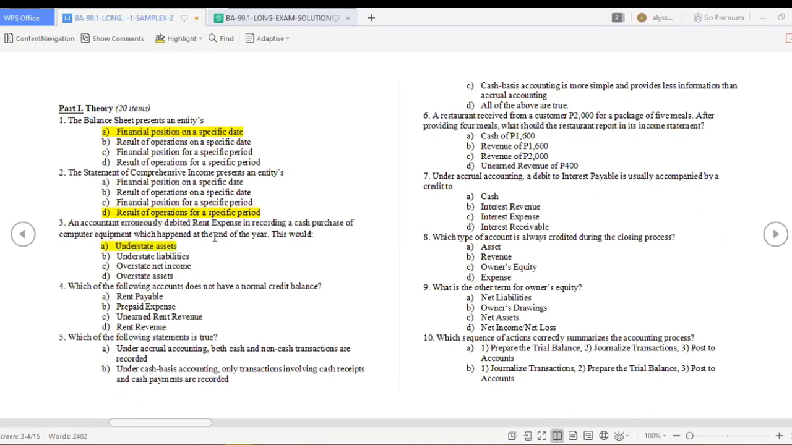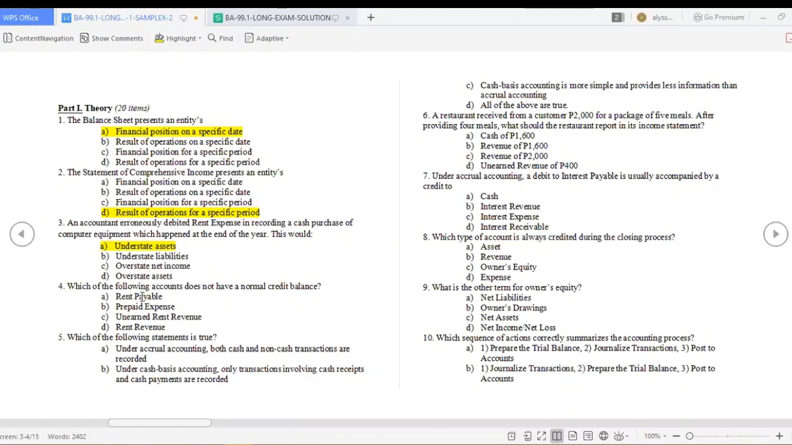Number 4, which of the following accounts does not have a normal credit balance? First, we identify what the normal balances are. For the debit, it is usually assets and expenses. On the other hand, the normal credit balances are the liabilities and the revenue. So let's go through the choices.